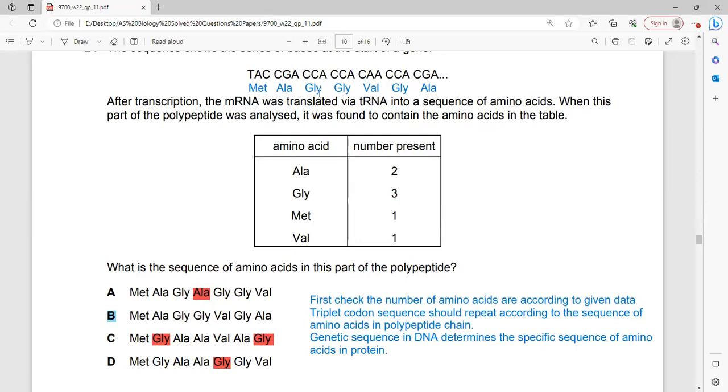What about the CCA? It's glycine. It is repeating 3 times, so it is confirmed to be glycine because it's coming 3 times. So we're going to put glycine, glycine, and glycine. And in this way, our sequence will be complete. We're going to compare this sequence and see which option contains exactly the same sequence. We see that B is completely matching this sequence. So this is our correct option.